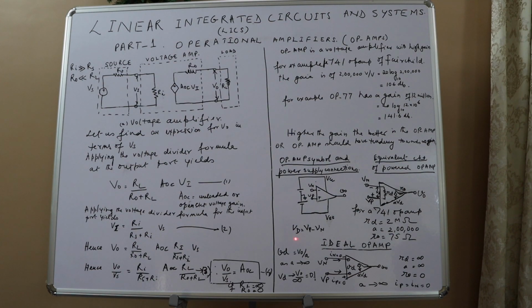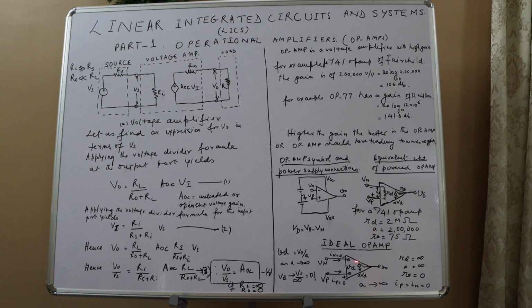VD is nothing but Vp minus Vn. V0 then is equal to A times, the open loop gain, times Vp minus Vn. The input port is a double-ended type. The output port is a single-ended type. As I said earlier, Vd is nothing but V0 upon A.